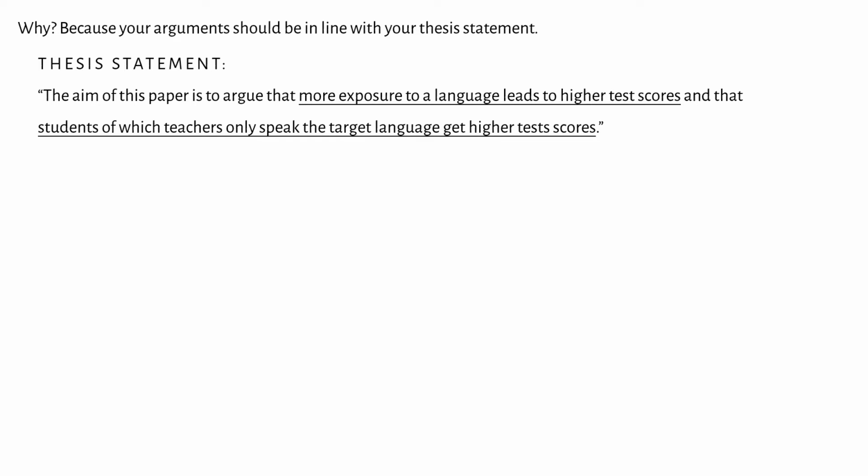How do I put this into an article, right? Well, let's start with the first paragraph. Our first paragraph says, more exposure leads to higher test scores, right? Can we see that? Yes, because this part of the thesis statement is found in the first paragraph.